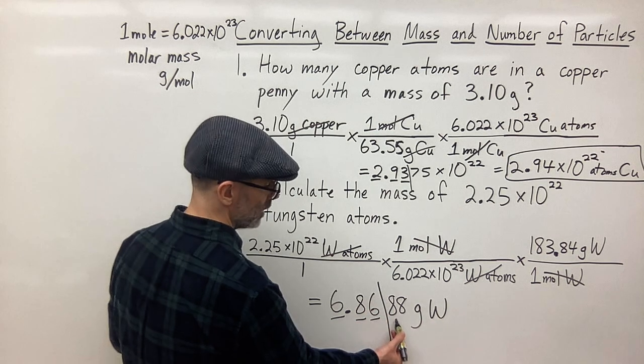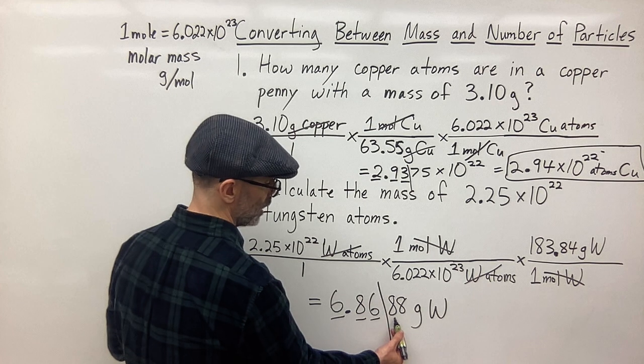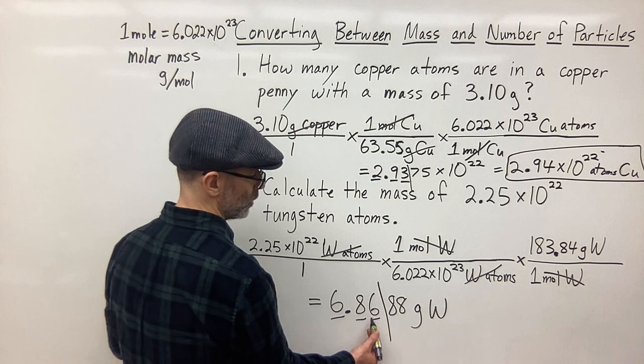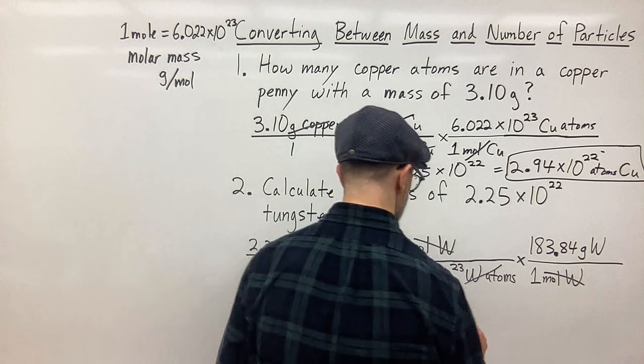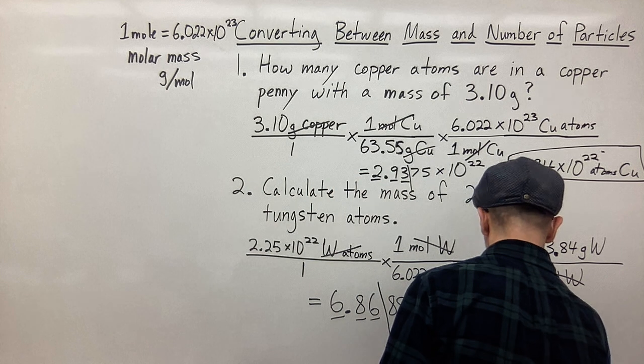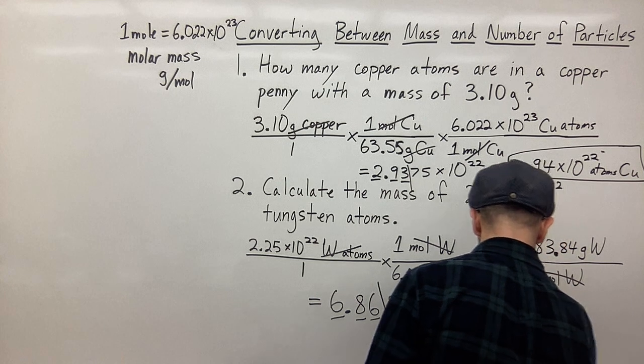But remember, the number that follows our last number that we can keep is 5 or greater. So it's an 8. So that means we need to round the 6 to a 7. So our final answer is going to be 6.87 grams of tungsten.